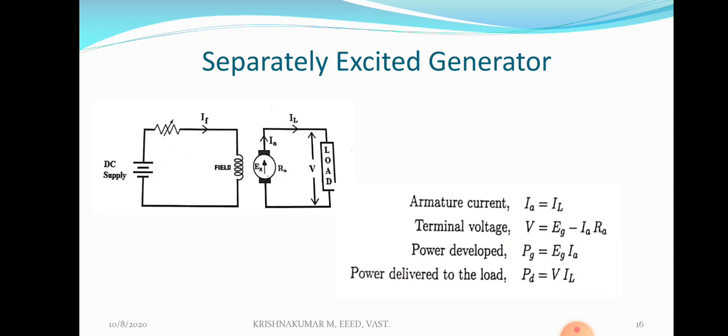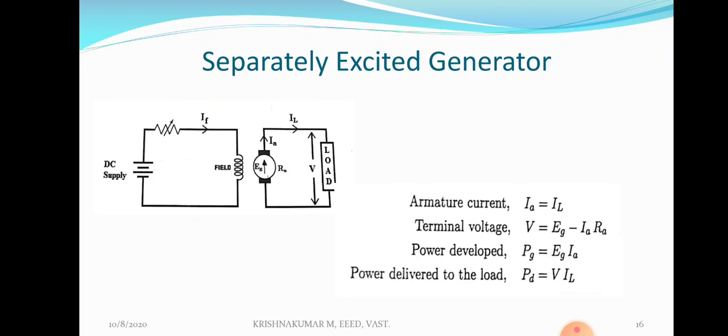This flux passes through the air gap and cuts the armature winding, which is provided in the rotor of the machine, and hence an EMF is induced according to Faraday's first law of electromagnetic induction. That is the basic working principle of a DC generator, whether it is separately excited generator or self-excited generator. In both cases, DC generator works on the principle of Faraday's first law.